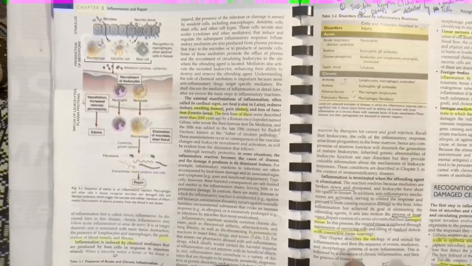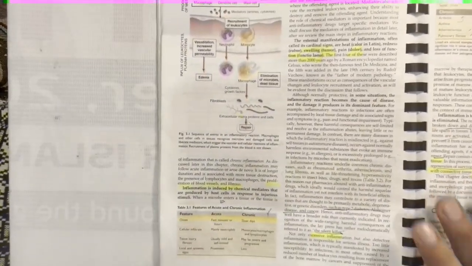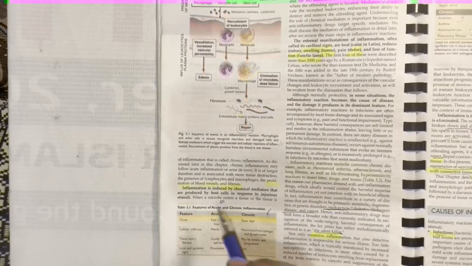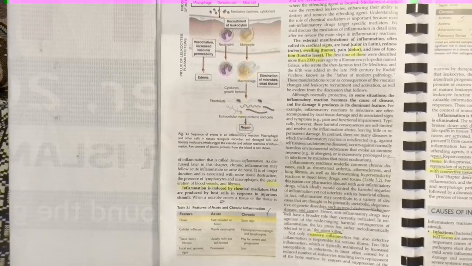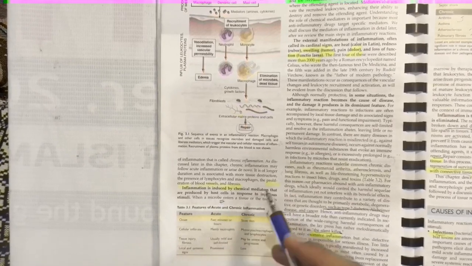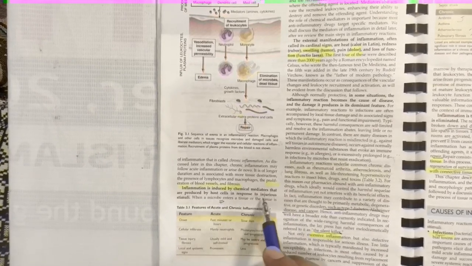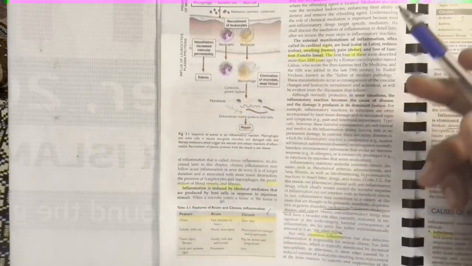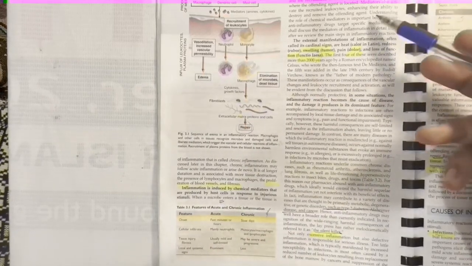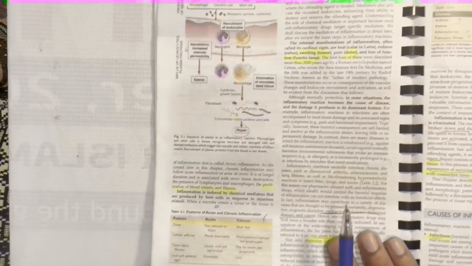If inflammation is not controlled, it becomes chronic. It can ultimately lead to fibrosis of the body organs and tissues. So inflammation is induced by chemical mediators that are released by host cells in response to injurious stimuli, which we have seen here, and all these same details are written here in this text.